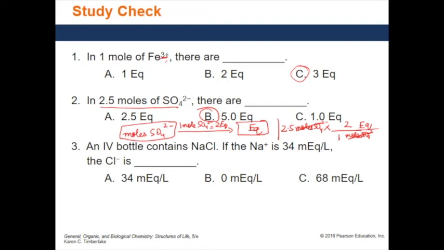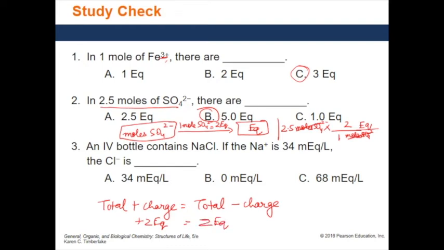Next, we have an IV bottle that contains NaCl. If sodium ion is 34 milliequivalents, what would be the total amount of Cl minus ion? Remember, the total positive charge should always be equal to the total negative charge. So if it is 2 equivalents of positive, the negative equivalents also have to be equal to 2 equivalents.